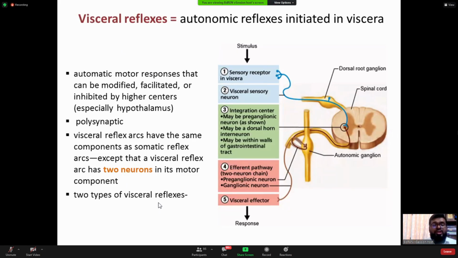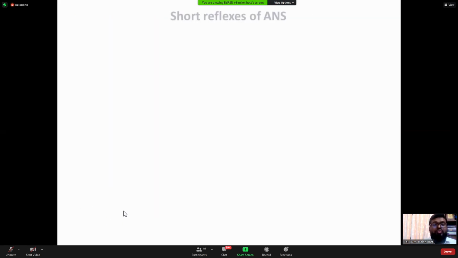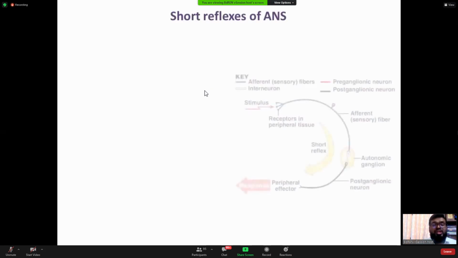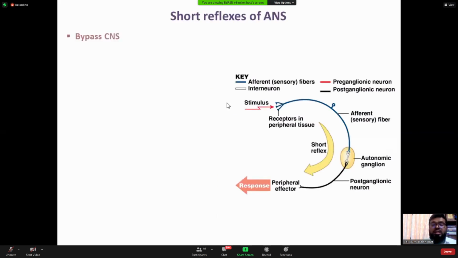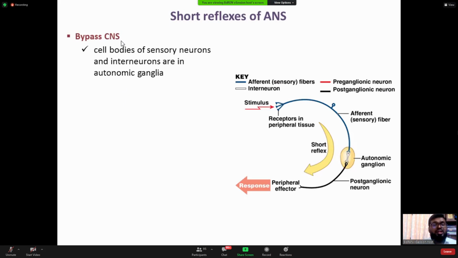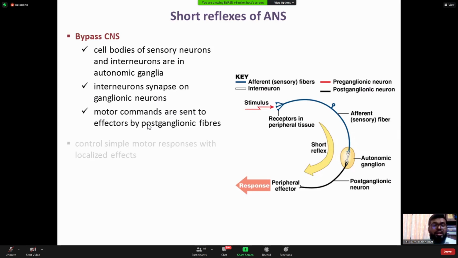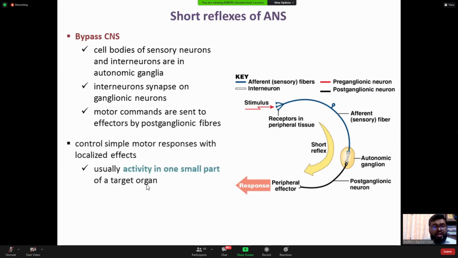Two types of visceral reflexes are there. One is short, one is long. The short visceral reflex can bypass the central nervous system. That is its main property. Instead of going to the hypothalamus or higher centers, it simply, as I have shown you, integrates in the ganglionic neurons. And finally, what is the main effect? Activity in one small part of the target organ.